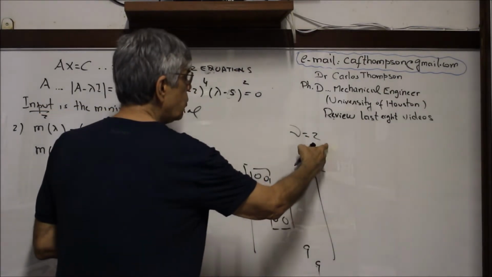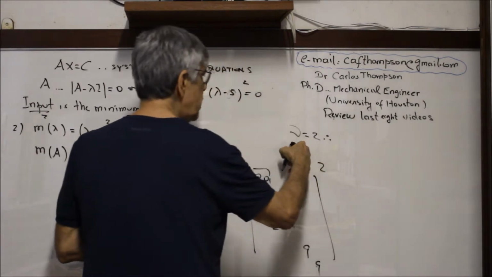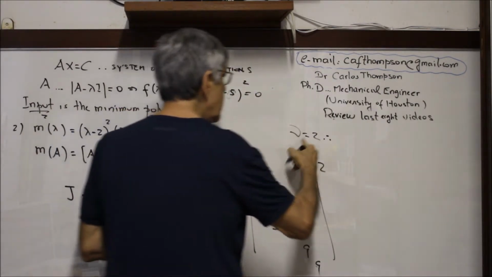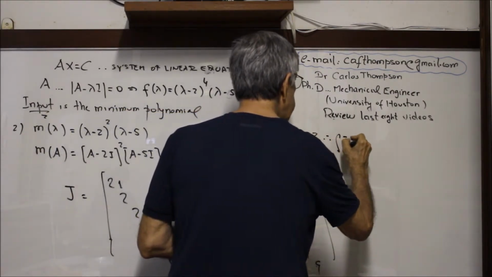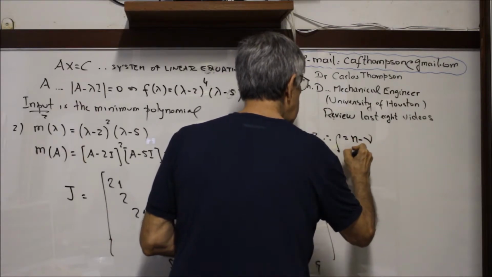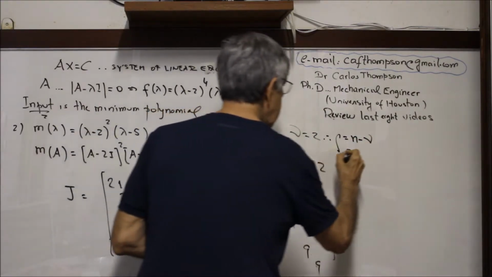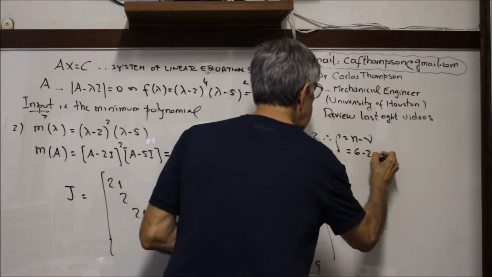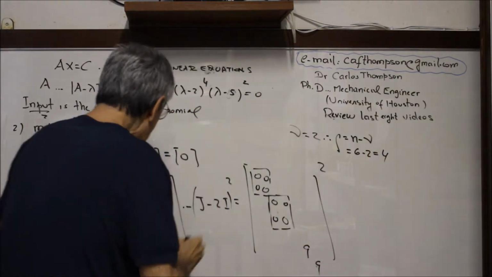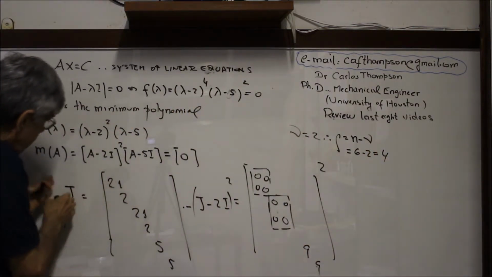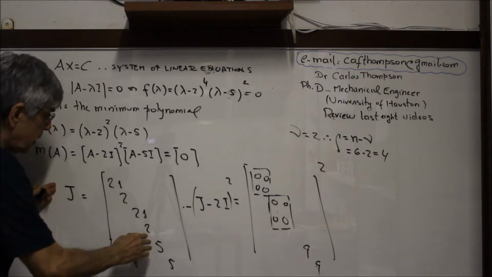I could obtain the row from here because I know n, I know how many blocks I have. So my row will be n minus 2. N is 6, and 6 minus 2 is equal to 4. Now let's see j minus 2i from here.